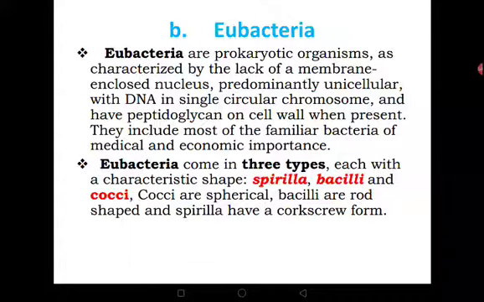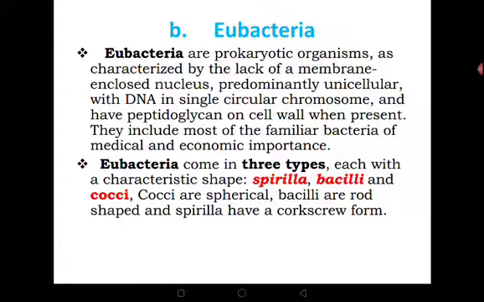They only bear one cell, but they have DNA in a single circular chromosome, sometimes with a plasmid. And they also have peptidoglycan in their cell walls. Remember, the plant cell walls have cellulose. Now the bacterial cell wall has peptidoglycan as its major component, of course with other materials, as we shall see later. They include most of the bacteria that we know, some of which are free-living, others are parasitic, as we shall see later on.